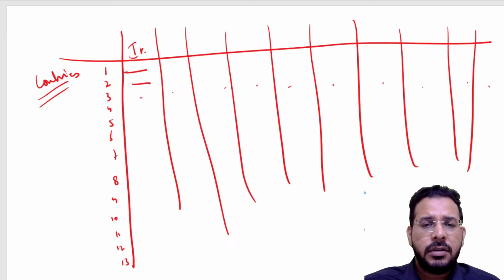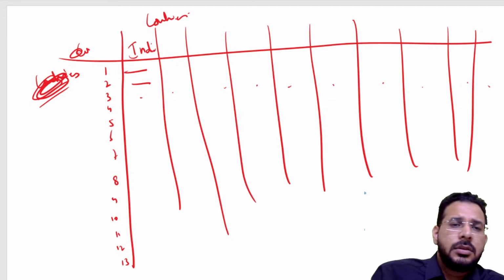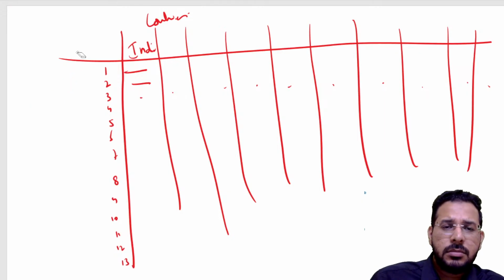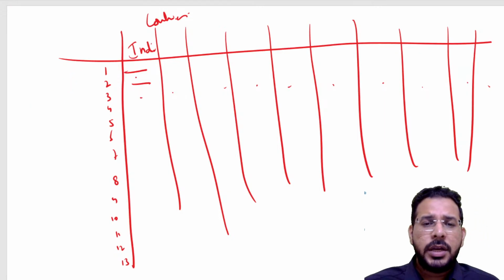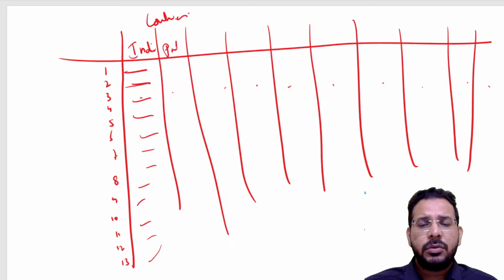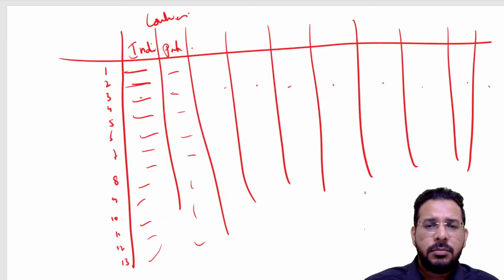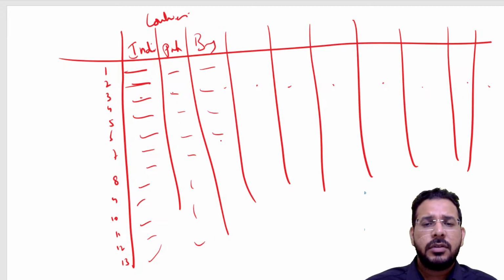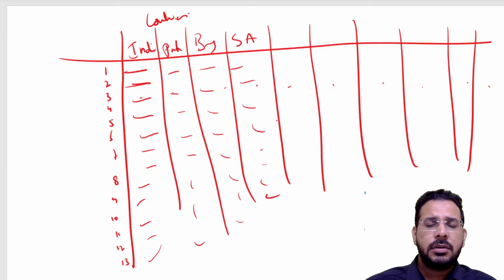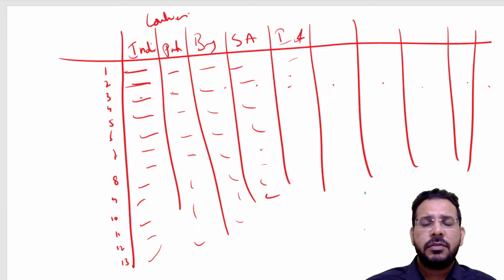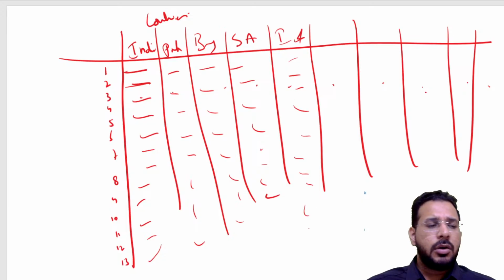So here we have India, and these are the names. India will give its list of 13 names. Pakistan will give its list of 13 names. Bangladesh will give its list of 13 names. Saudi Arabia will give its list of 13 names. Similarly, all the bordering nations will give 13 names each.